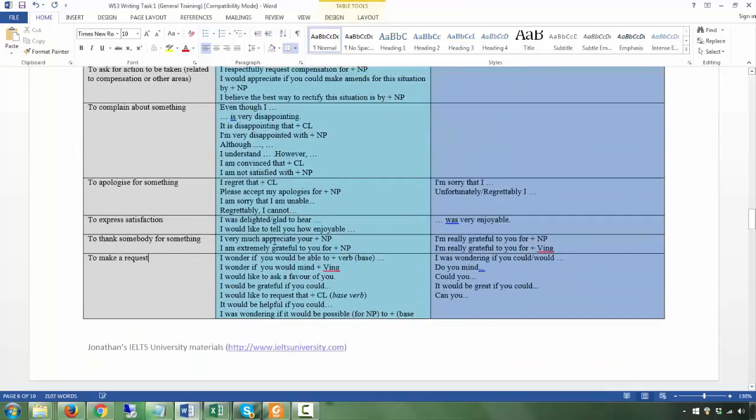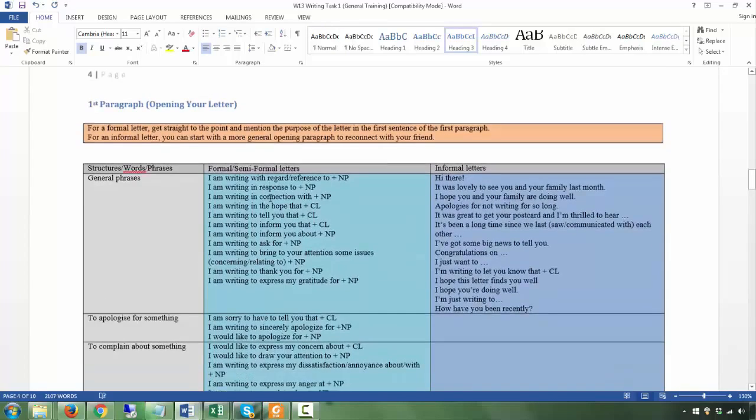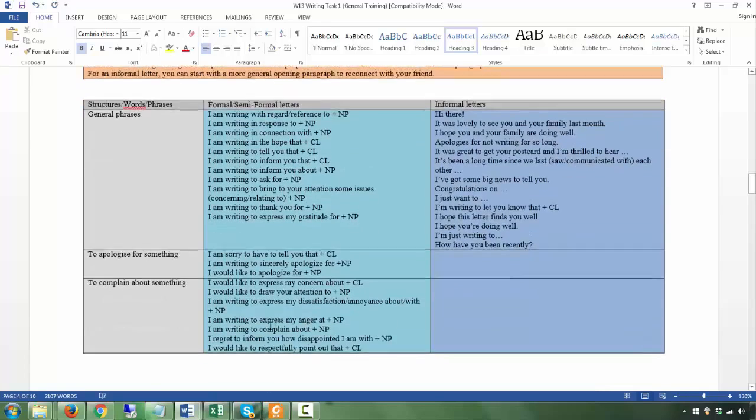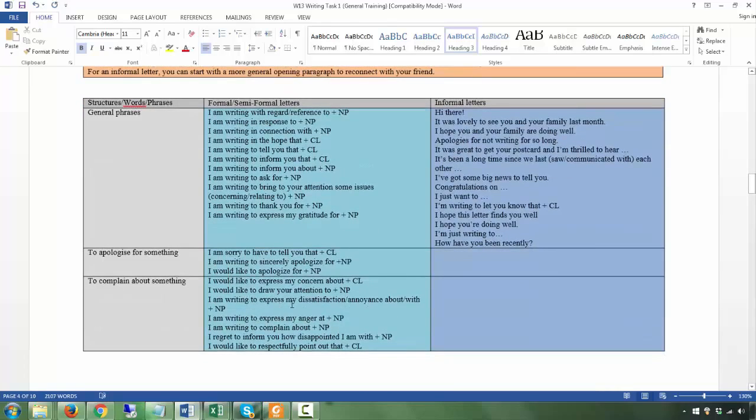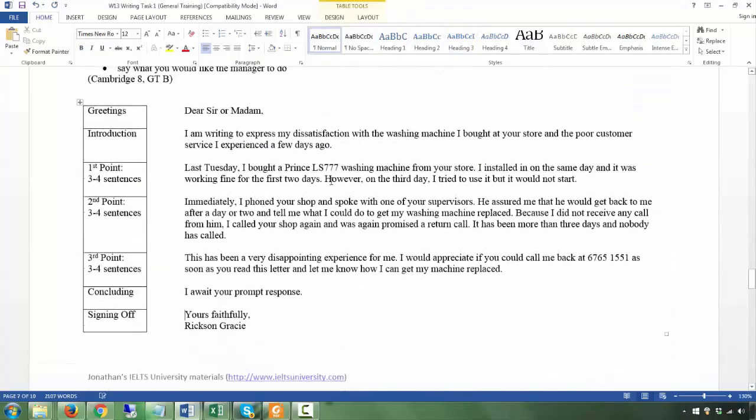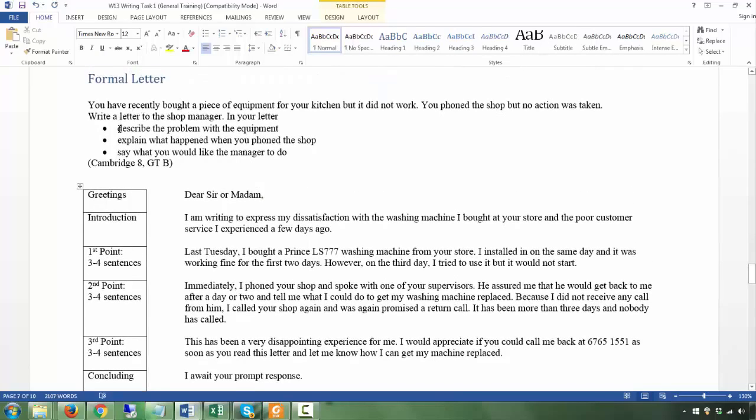Okay, so I got this from, I'm writing to express my dissatisfaction. First paragraph, I'm writing to express my, it's somewhere here, to complain about something. I'm writing to express my dissatisfaction with something. Okay. So that's the first sentence. It's quite a long sentence, right? Then get to the first point. 3 or 4 sentences is going to explain this.